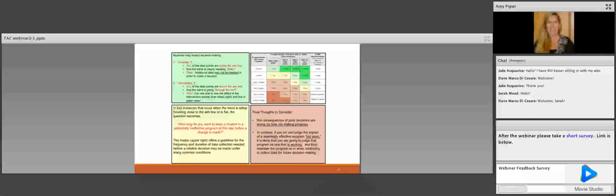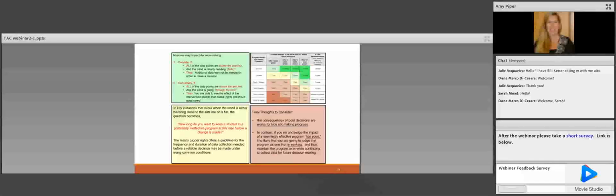In key instances where the trend's like right above or right below that aim line, how long do you want to keep a student there? It could potentially be ineffective before a change is made, and this is especially true if you have a flat aim line. So this really helps you know if you have enough data points to make a good decision or not. So the consequences of poor decisions are worse for kids not making progress than those making progress, obviously. If a child's flatlining or going the wrong direction, you really need to make some tough decisions about whether that intervention needs to be changed, modified, or if they need to be in a more intensive tier.